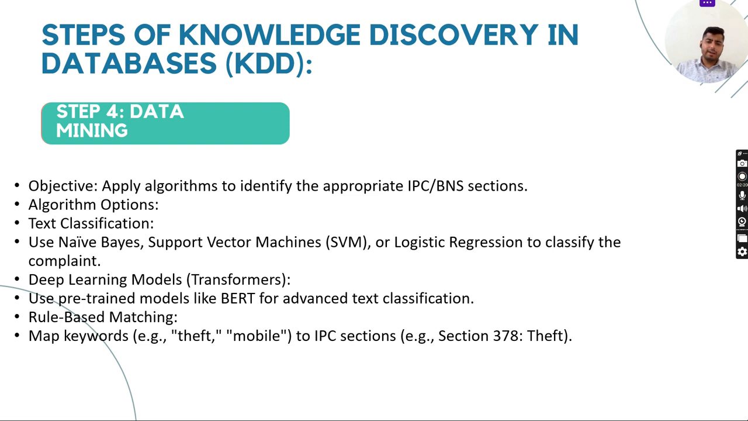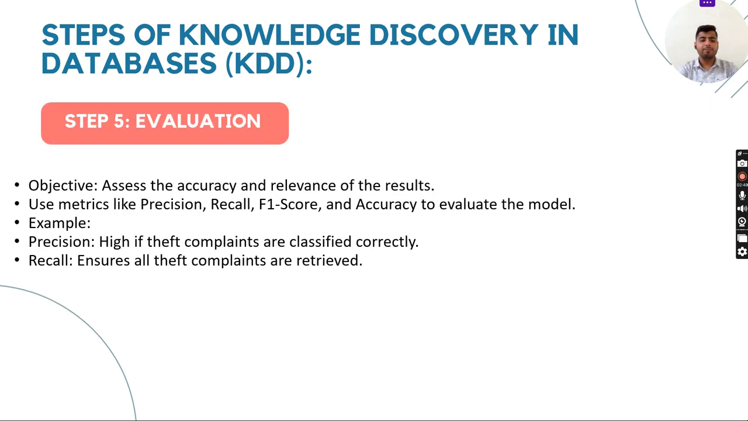Next step is data mining. Objective: apply algorithms to identify appropriate IPC or BNS sections. Algorithm options are text classification: use naive Bayes, support vector machines, SVM, or logistic regression to classify the complaint. And deep learning models like transformers: use pre-trained models like BERT for advanced text classification. Rule-based matching involves mapping keywords, for example, theft mobile to IPC section 378, which is for theft.